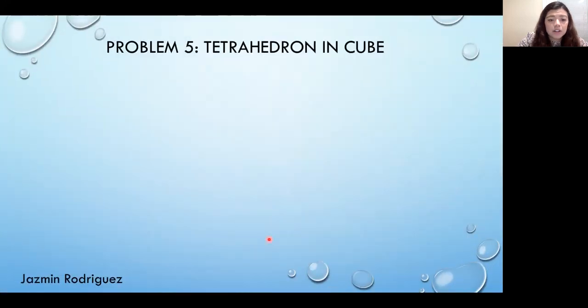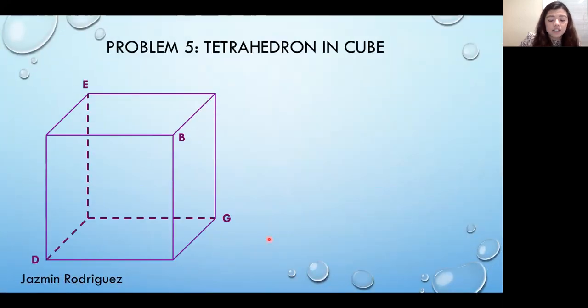And then the next part of this problem asks us to construct a tetrahedron inside of our cube with its vertexes at D, E, G, and H. But it has one rule, and that is that it does not want any of the faces of our tetrahedron to show in the faces of our cube.